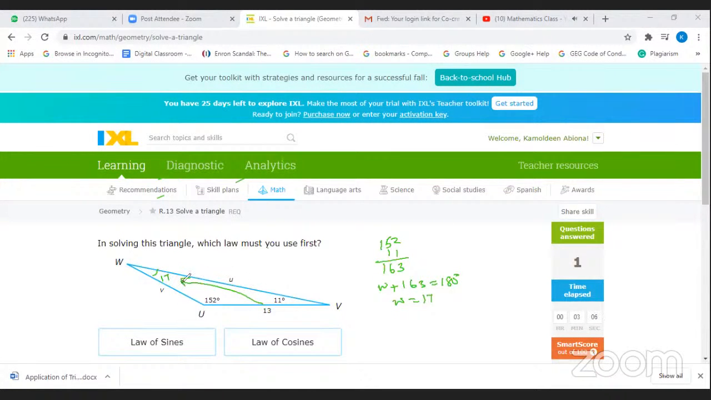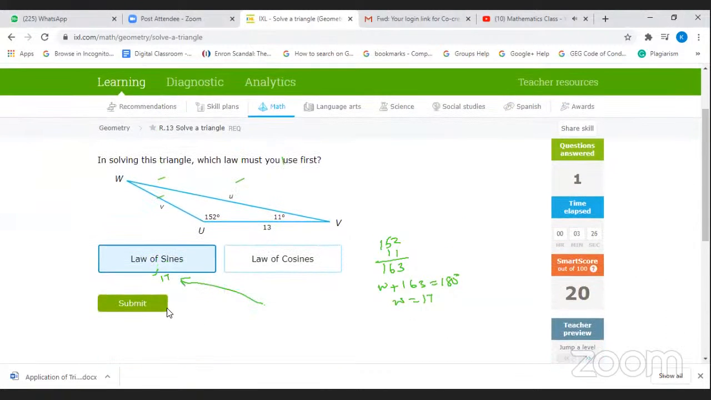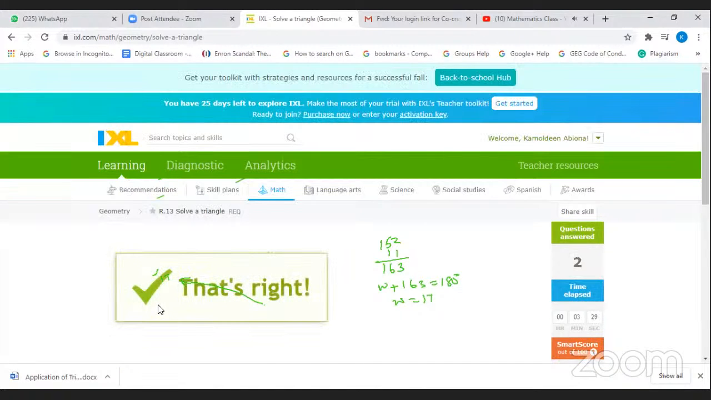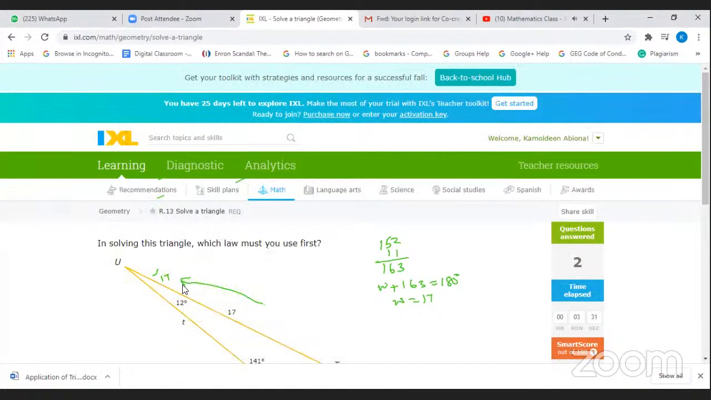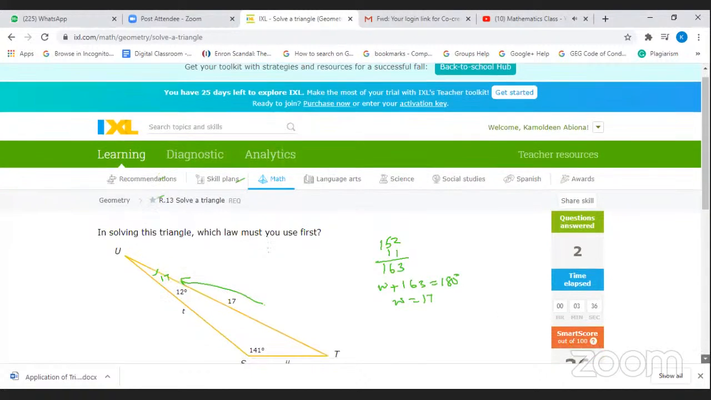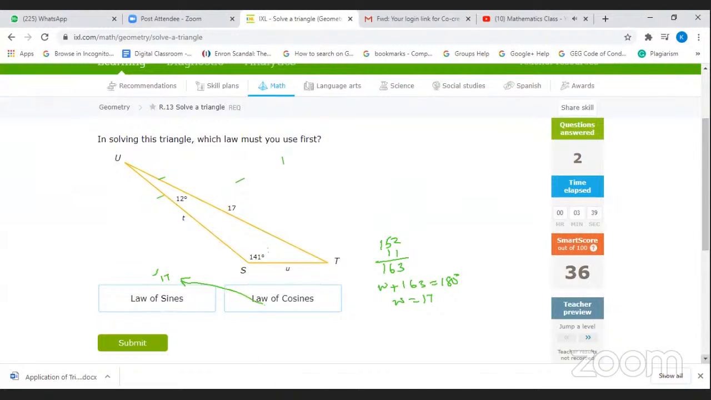So meaning that in this case, the first thing that we can do is to apply the law of sines. So we are applying the sine rule here. So the answer is apply the sine rule. So we can submit that. So that's correct. Okay. So the next question says, in solving this triangle, which law must you use first?